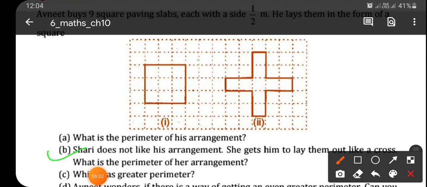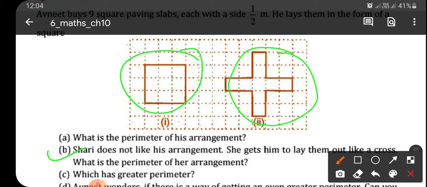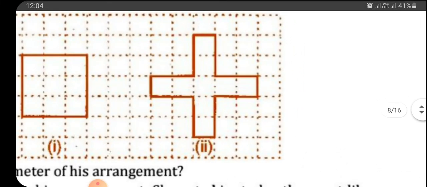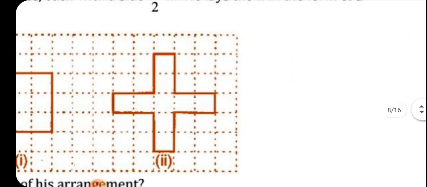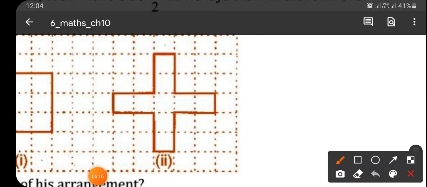Second one. Shari does not like his arrangement. She gets him to lay the slabs out like a cross. What is the perimeter of her arrangement? She arranged these blocks like a cross. Then what is the perimeter of this arrangement? You have to add all these sides, because you have to consider each and every block, and the sides of all these blocks are 1 by 2.